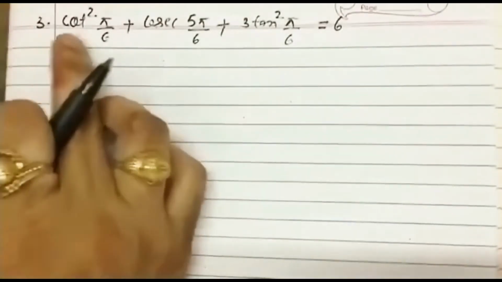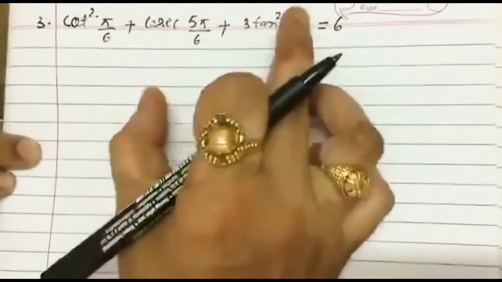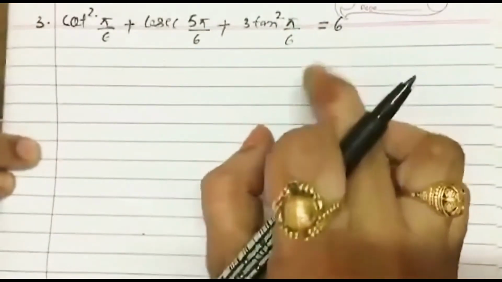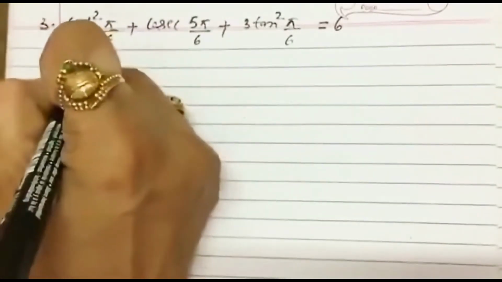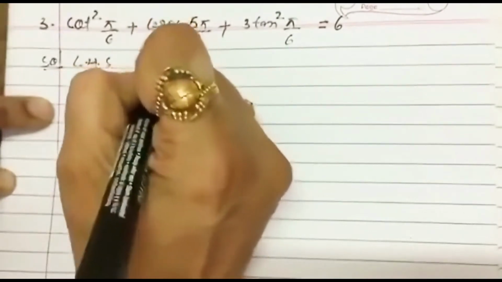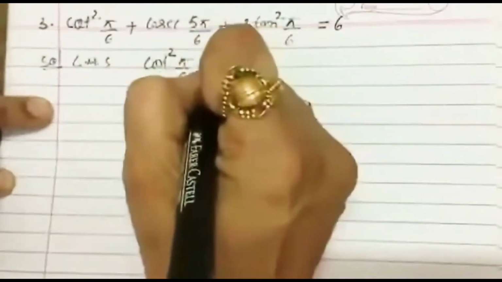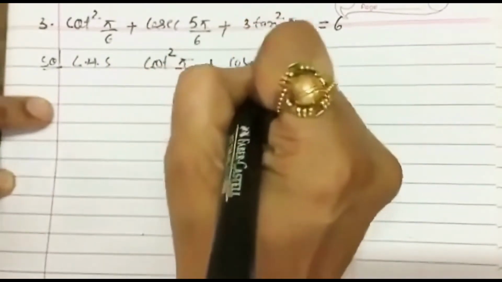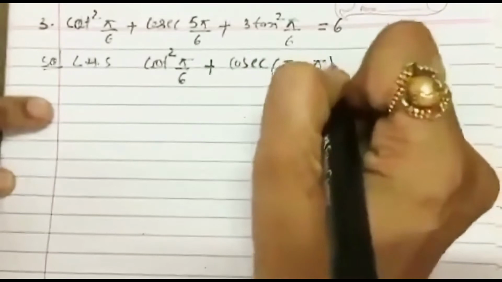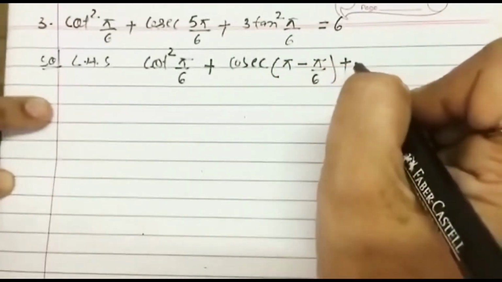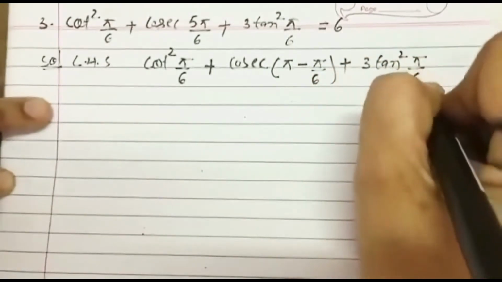Next question is cot² π/6 + cosec 5π/6 + 3 tan² π/6 = 6. So start from LHS, the left hand side. Here it is cot² π/6, then plus cosec 5π/6. So we can write π − π/6. We have to convert it to an acute angle. Here 3 tan² π/6.